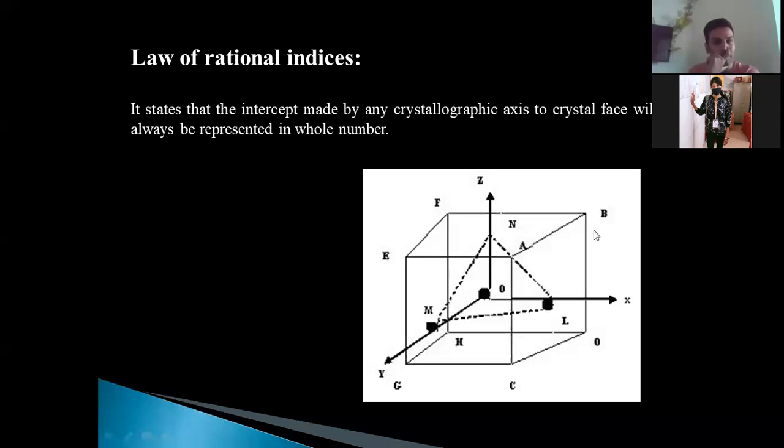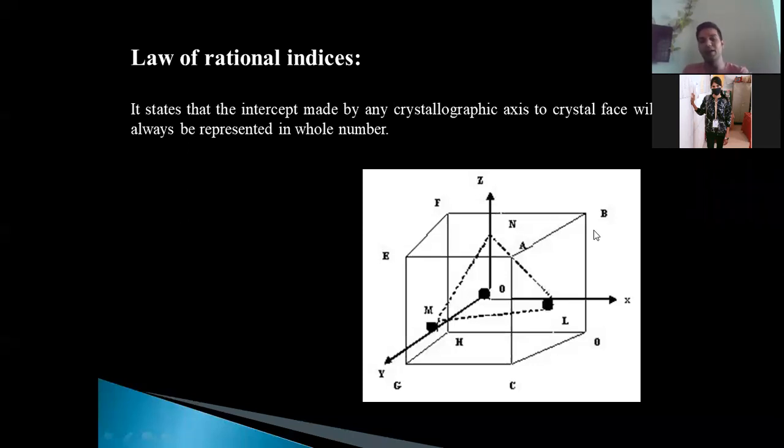So the law of rational indices. Indices means the intercept, the representation of the face with the help of intercept. We will see this in the Miller and Weiss parameters later. So the law clearly states that there is a necessity of a whole number representation for the intercept of the axis to the face. You cannot use irrational or fractional numbers for the representation of the indices.